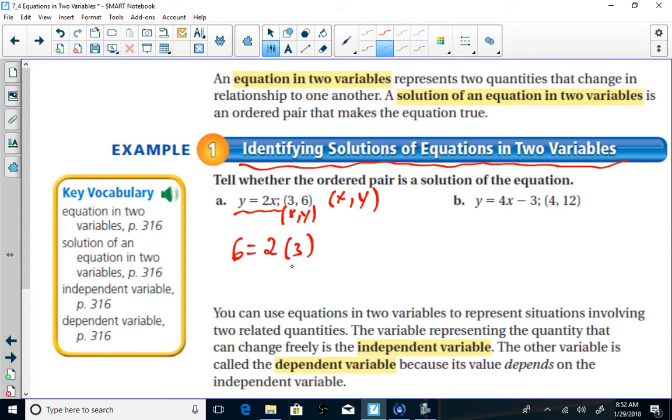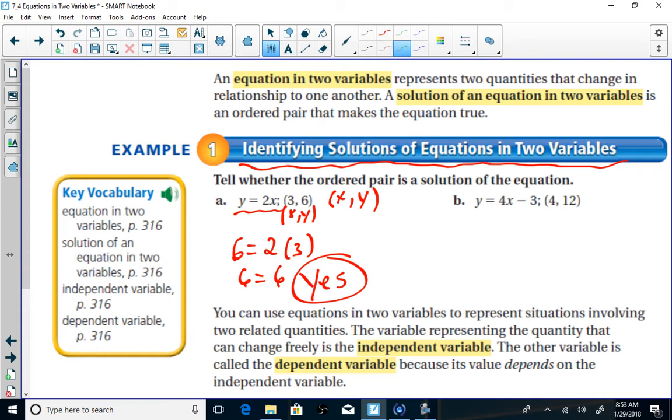And I want to see, is that an equation that's true? Is 6 equal to 6? And the answer to that is yes. So that means that the ordered pair (3, 6) is a solution of this equation, because the x value of 3 and the y value of 6, when we replace the variables in the equation with those numbers, we get an equation that's true. Let's try the next example.